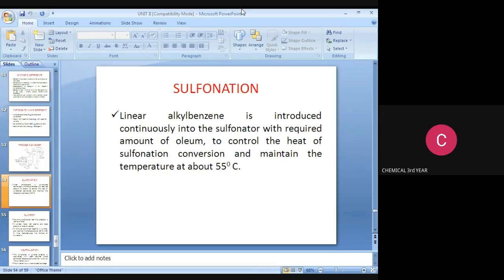So linear alkyl benzene is introduced continuously into the sulfonator with the required amount of oleum. The heat of conversion is controlled, and the temperature is maintained at 55 degrees Celsius.